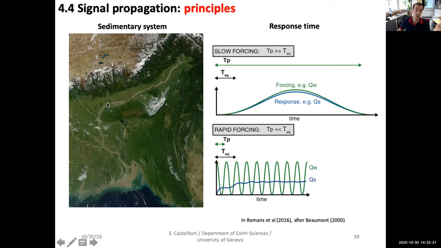And so, for instance, how could I explain this? The system might be more or less efficient at transmitting signal. Okay, if it has a long response time, then signals that take place over a shorter period than the characteristic response time of the system will not be transmitted, or will be transmitted, but they will be altered. They will be buffered in amplitude, and they may be offset in their arrival. Okay. If, however, the perturbation, the signal, is of the same or similar timescale as the response time, then it will be transmitted.